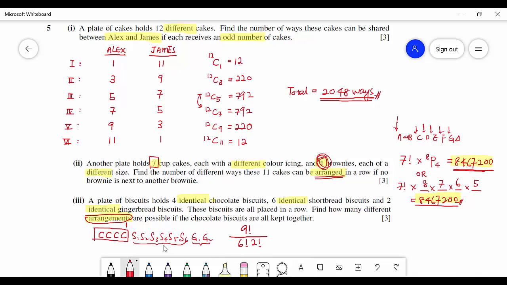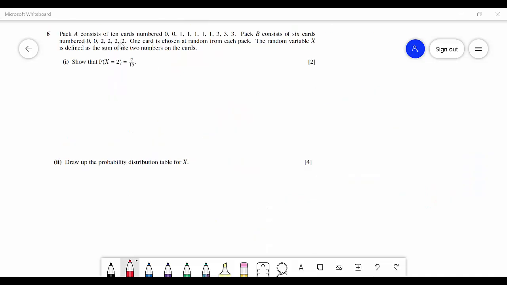So the 6 factorial here actually comes from the 6 identical shortbread, and the 2 factorial here comes from the 2 identical gingerbread. All right, so after this, you should get the answer 252. Right, so this is what we have for question number 5. Okay, so continue with question number 6.